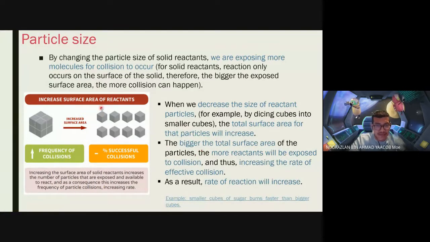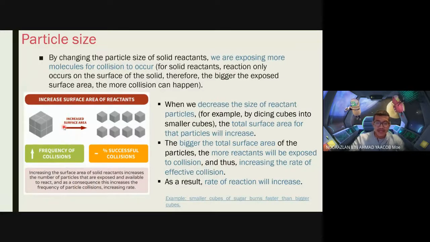Sebab pelanggaran akan berlaku dekat permukaan. So kalau kita ada reaktan lain, dia akan langgar dekat permukaan sahaja. Mana boleh masuk dalam tiba-tiba kan? So, it will react on the surface first. The bigger the total surface area of the particles, the more reactants will be exposed to collision and thus increasing the rate of effective collision. And as a result, rate of reaction will increase.